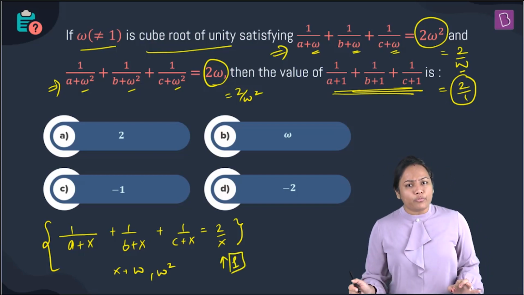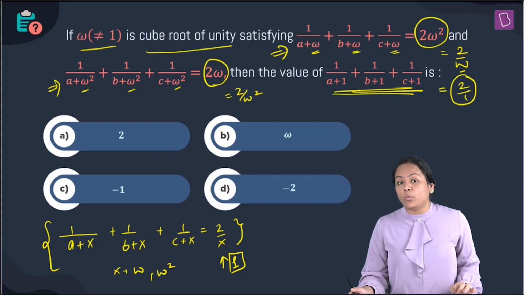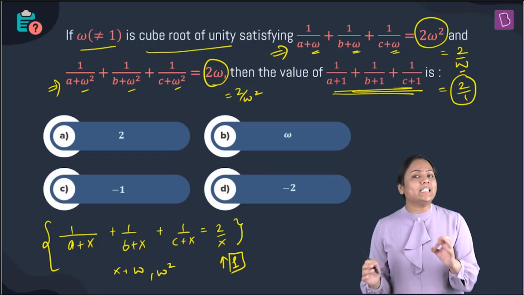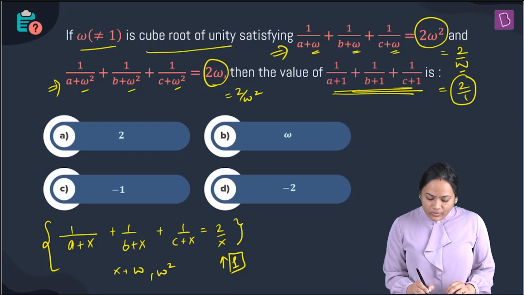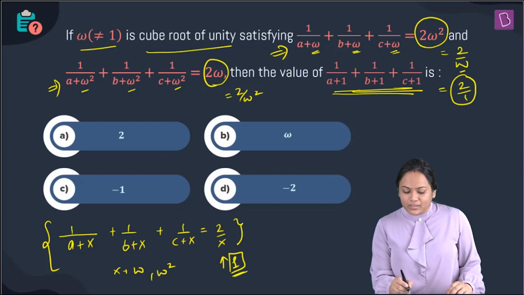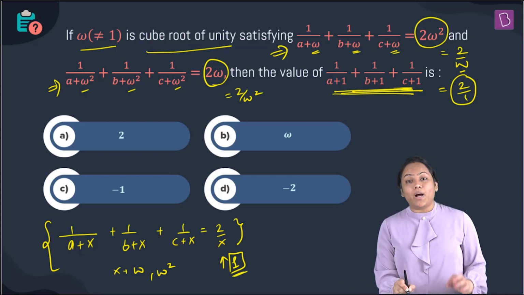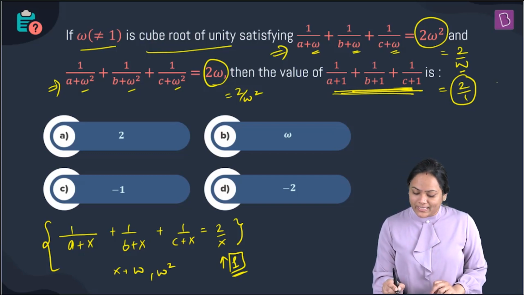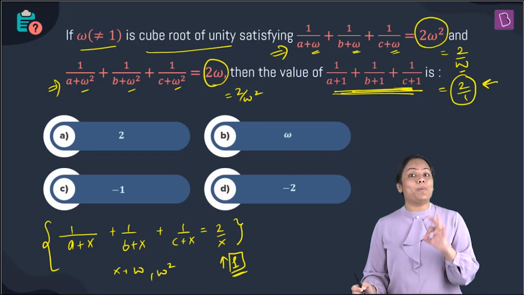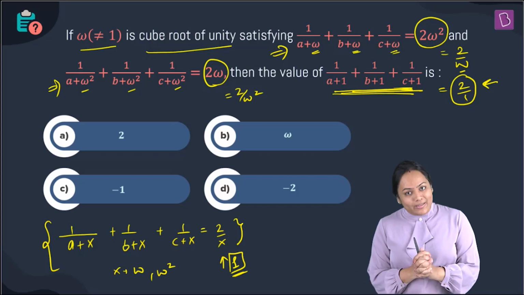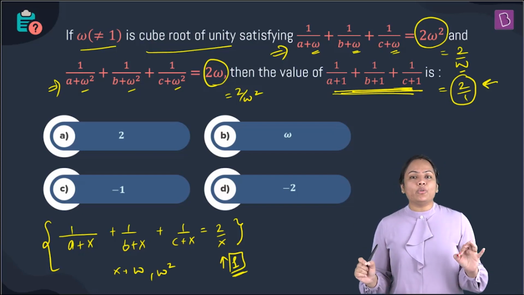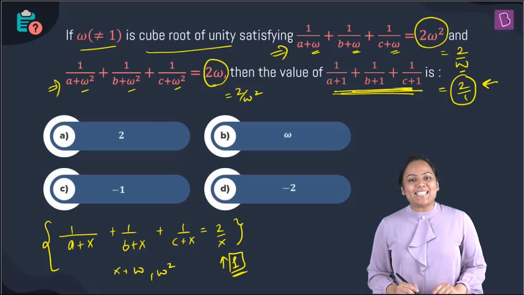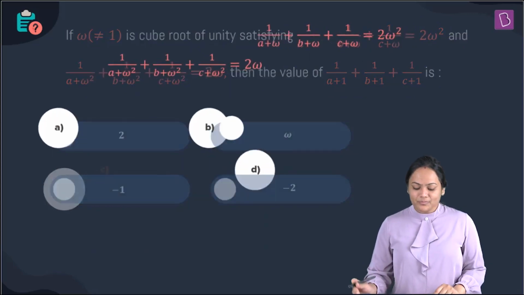If I can prove that one is the root of this equation, or let's say if I can find the third root and it comes out as 1, that means the value of 1 by a plus 1 plus 1 by b plus 1 plus 1 by c plus 1 can directly be written as 2 by 1, that is 2. Right? Understood what we have to do? Perfect. Let's start with the solution part.